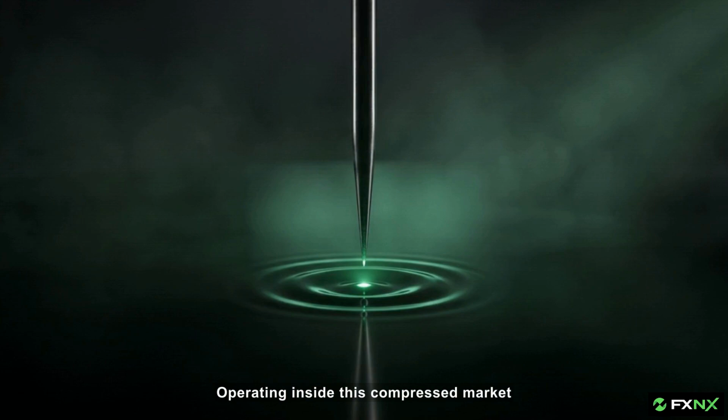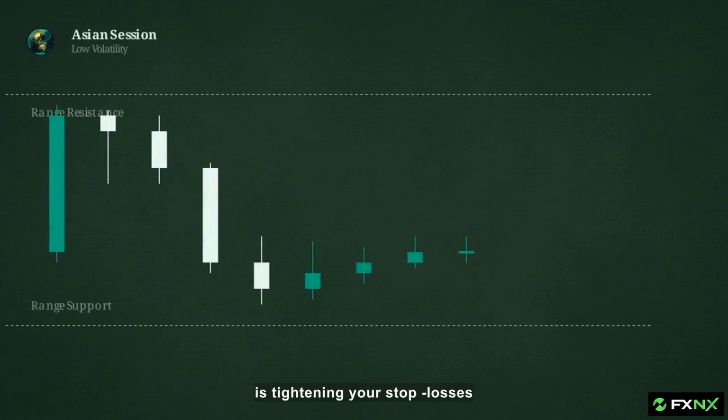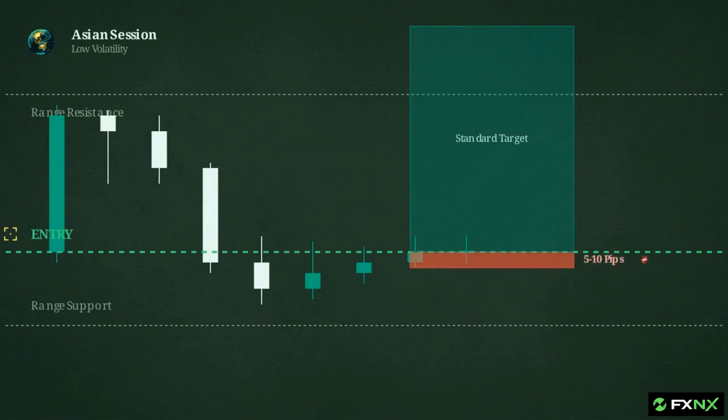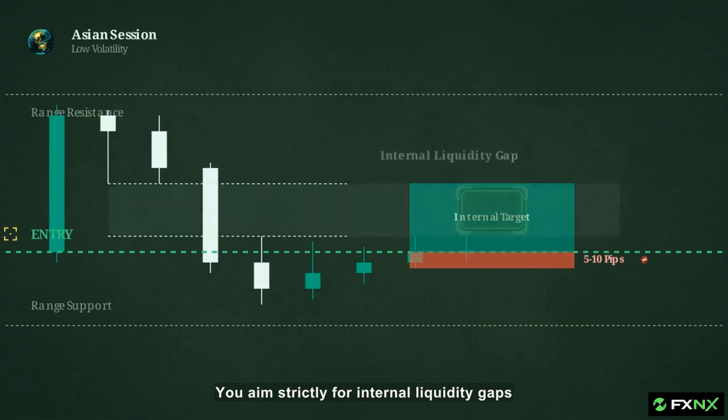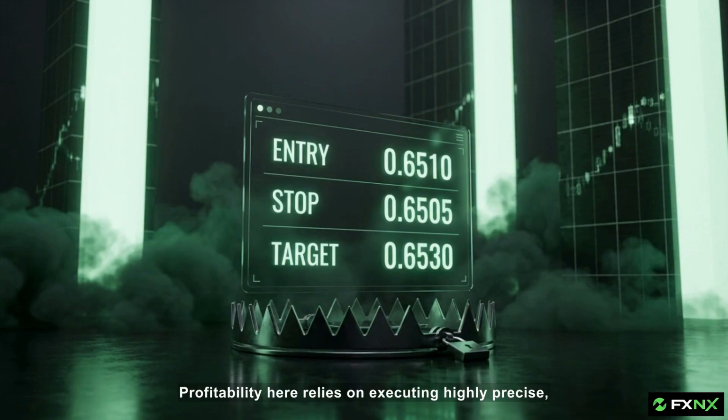Operating inside this compressed market requires strict risk recalibration. You have to drop the expectation of capturing a massive 100-pip run. The primary defensive adjustment is tightening your stop losses down to an ultra-narrow 5 to 10 pips. Take profit targets must also shrink. You aim strictly for internal liquidity gaps or the nearest unmitigated supply zones within the existing overnight range. Profitability here relies on executing highly precise, high-probability strikes within a compressed space.